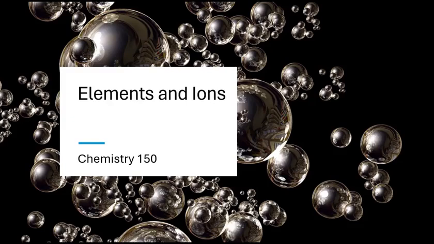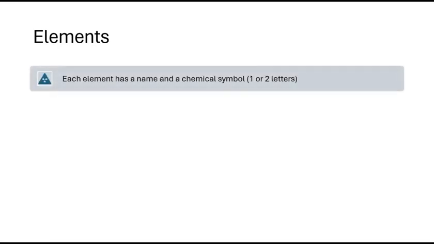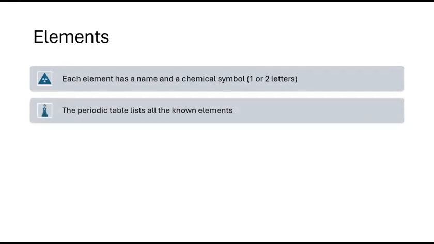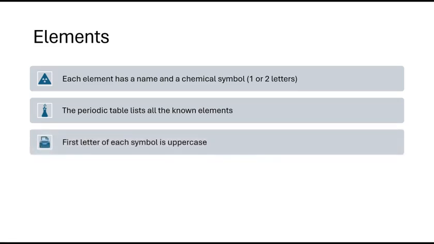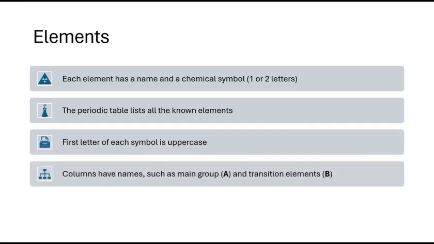Elements and ions, Chemistry 150. Elements. Each element has a name and a chemical symbol that is either one or two letters. The periodic table lists all the known elements. The first letter of each symbol is uppercase, and if there's a second letter, it's going to be lowercase.